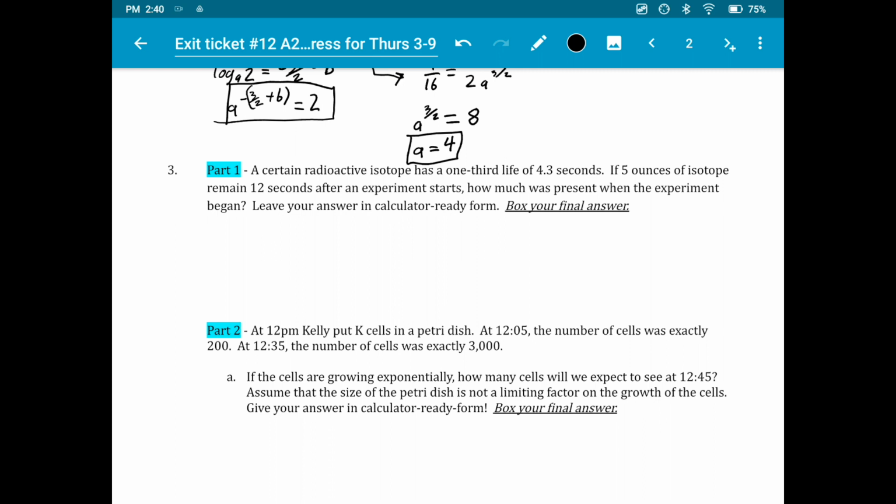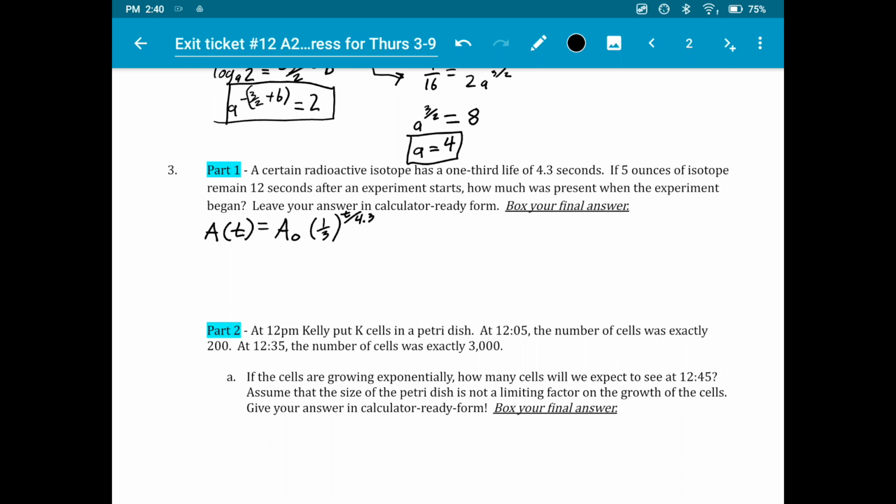Question 3 says that a certain radioactive isotope has a 1/3 life of 4.3 seconds. 5 ounces remains after 12 seconds. So how much was present when the experiment began? So to start, we need to just write a formula. The amount that's present at time t is going to be equal to the amount that is present at time 0 times 1/3 raised to the t over 4.3 seconds. This is just the general formula for exponential growth.